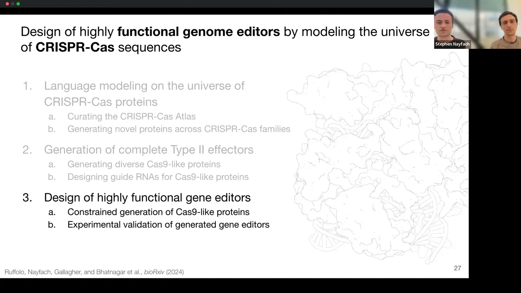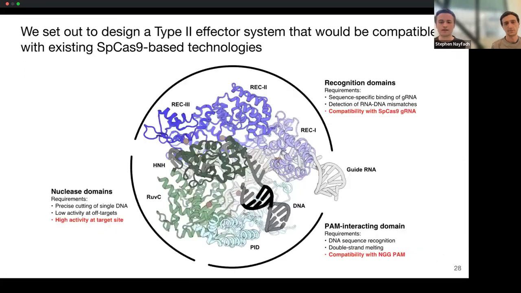This involved constrained generation of Cas9-like proteins. We wanted Cas9 that could target the same PAM as SP-Cas9, so we wanted it to bind the NGG PAM. Of course, we also wanted it to work with SP-Cas9's guide RNA so that it could be used on the same targets that you might already have a guide RNA for. And then finally, we wanted it to have high activity so that it'd be a protein you would want to use.